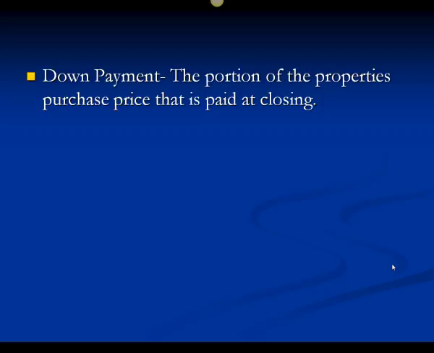Down payment, that's the portion of the purchase price that you pay at closing. So if you're going to buy a $100,000 house and you're putting 10% down, that would be $10,000 that you're bringing as your down payment.